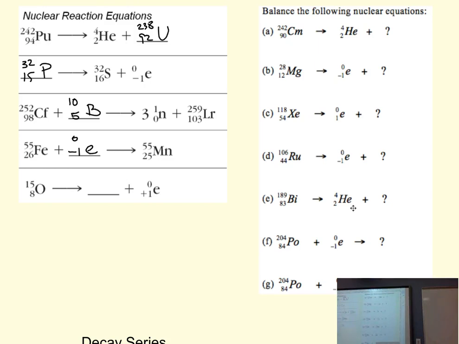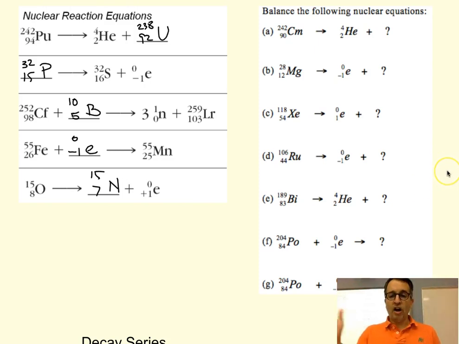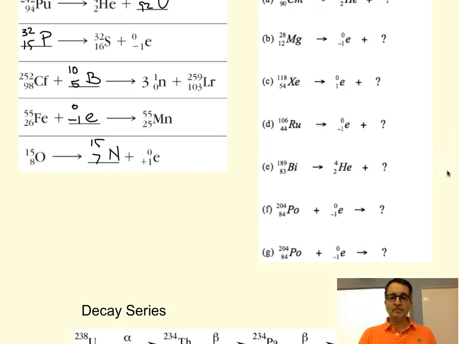And finally, 15 gives us 0 over here, so it must be 15. And 8 is something plus 1, so it must be 7, which is a nitrogen-15. So try out the other equations that you have on the right side of the screen, all right?